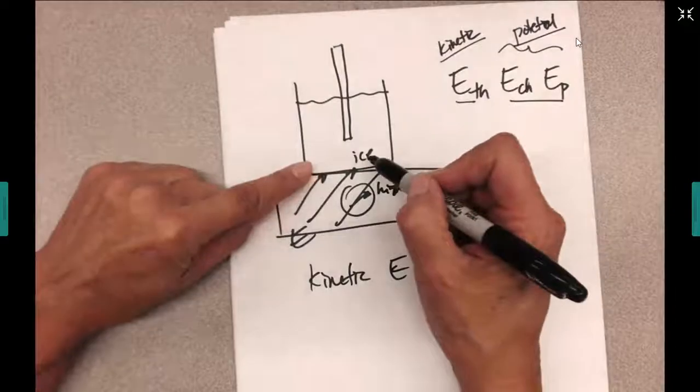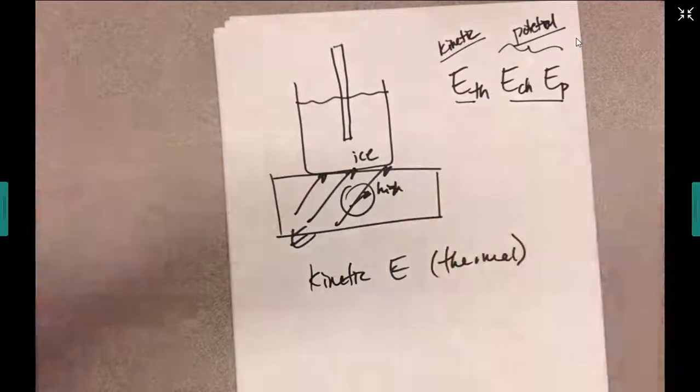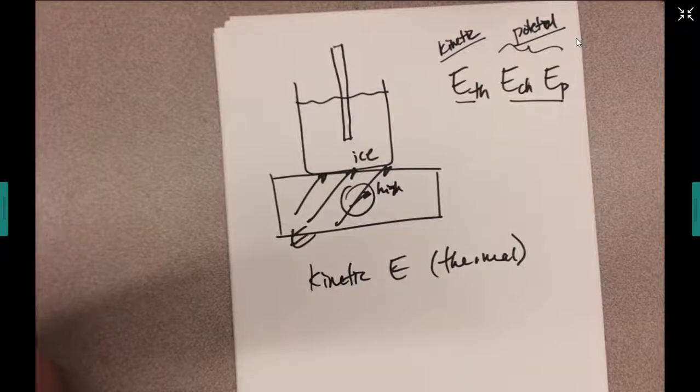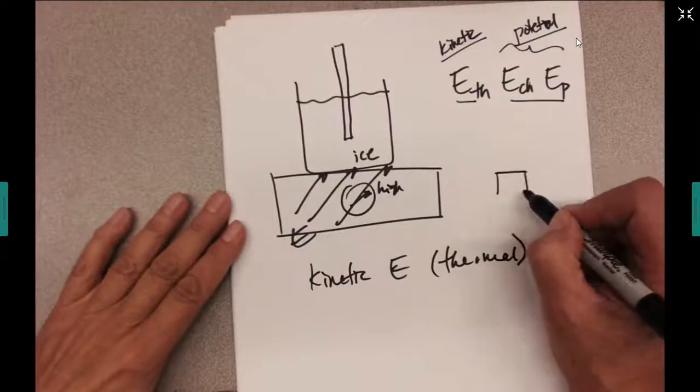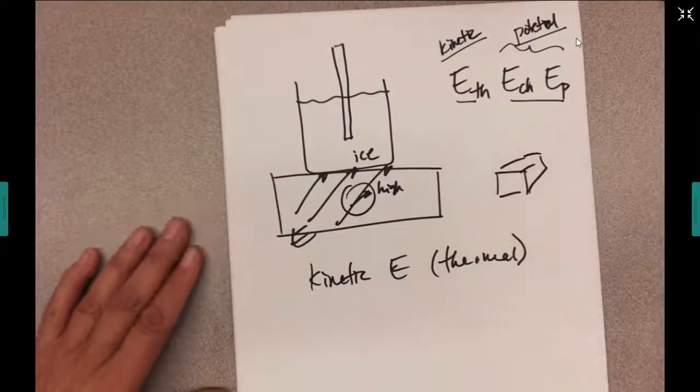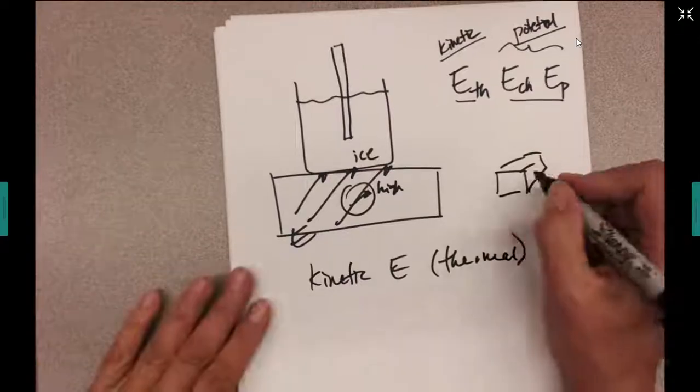All right, so at this point, the ice does not have a lot of kinetic energy. It has some, because we've got the little ice crystals in a crystal structure, whatever that happens to be with water, and they're vibrating around their fixed points.